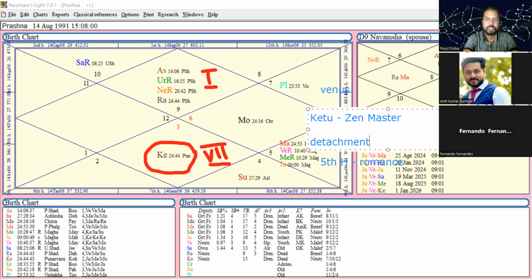Detachment. What other qualities? You have mentioned a Zen master is someone who will teach you in this way. He can scold you also. Something like that, who will teach you in a hard way. What else? Yes, sir.